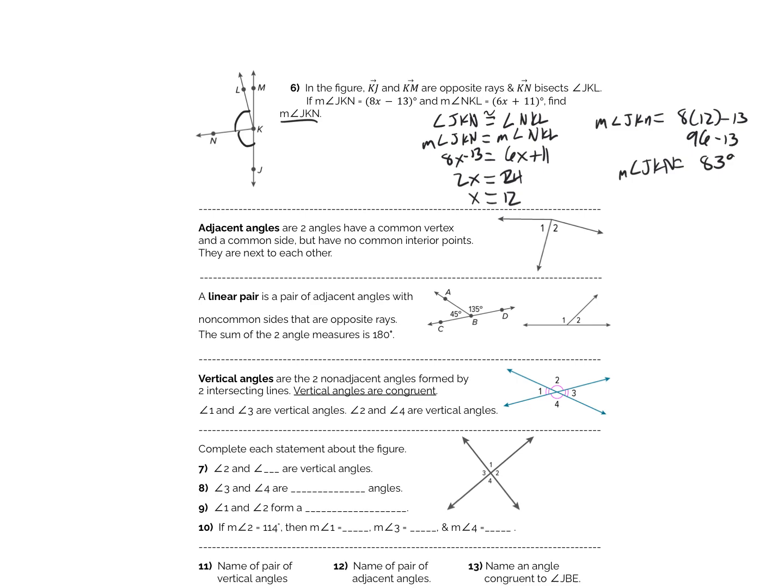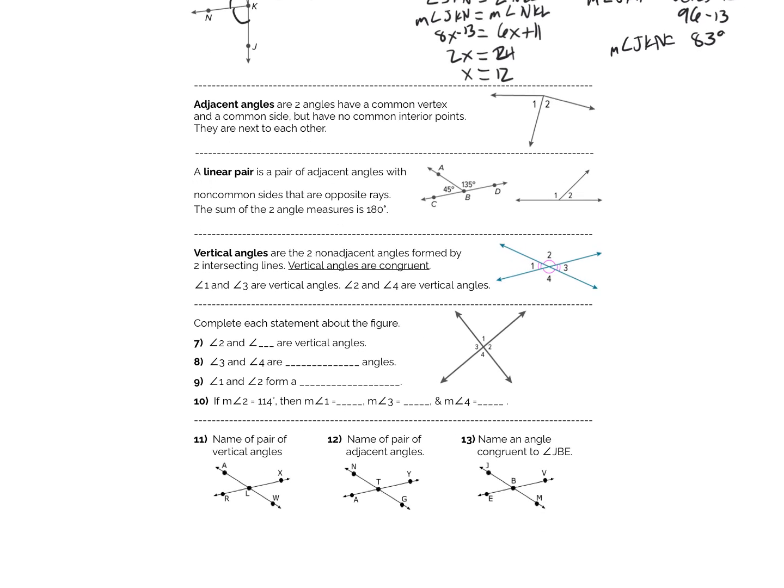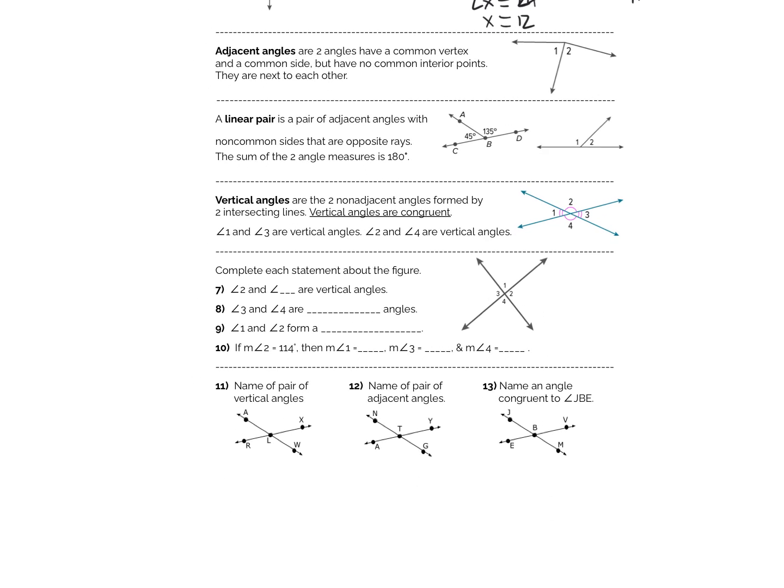Now, vertical angles are the two non-adjacent angles. So non-adjacent means they're not next to each other, formed by two intersecting lines. And vertical angles are congruent. Please make sure you remember this. Vertical angles are congruent. Most important thing you can learn from this lesson. Vertical angles are congruent. So in this picture, angles 1 and 3 are congruent because they are vertical. Angles 2 and 4 are vertical, so they are congruent.